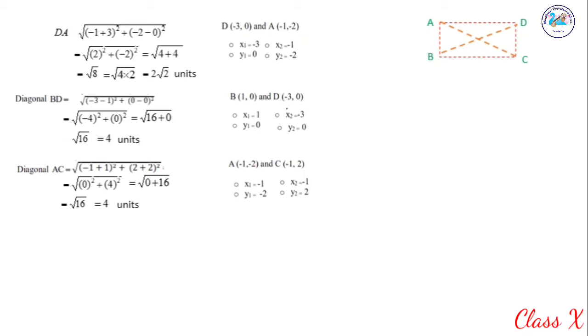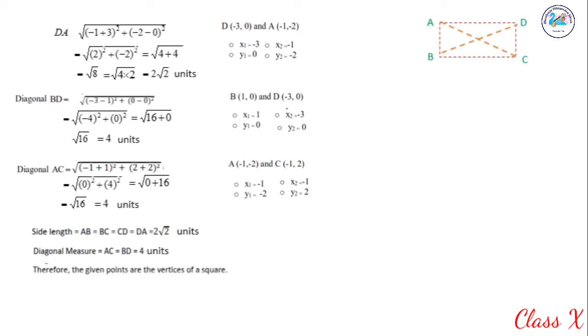Now it's time to conclude. All the four sides we have got the same length, that is AB, BC, CD, DA, all we have got 2 root 2 units. And also while calculating the diagonals, BD and AC, we have got the same length, that is 4 units. Since in a quadrilateral all four sides are equal and the diagonals are also equal, therefore we can conclude that the given points are the vertices of a square.